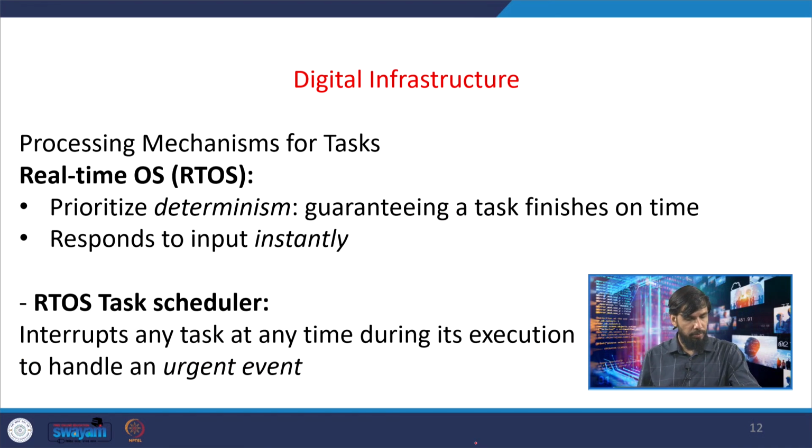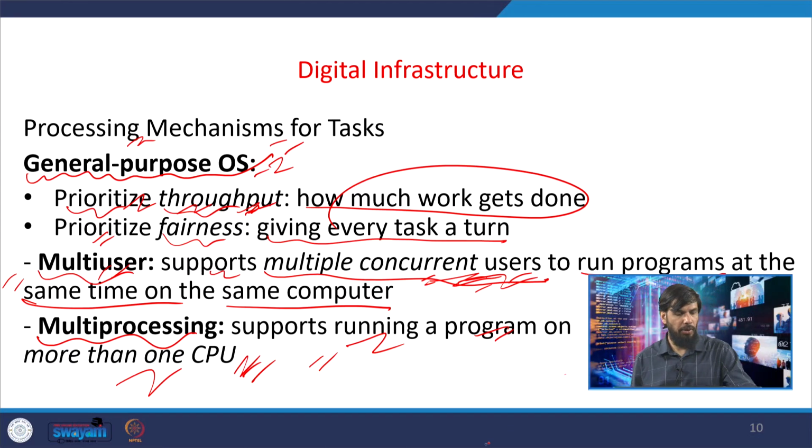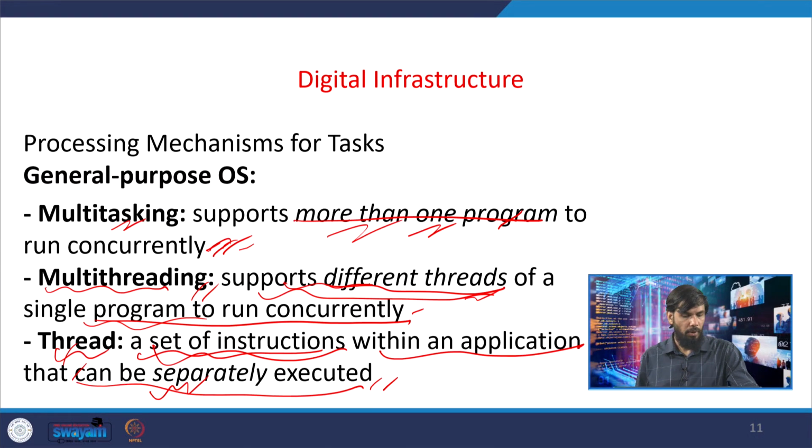So you can see what the different features can be. Not all of these features might be there in every operating system, but in many of them they would be there nowadays. Multi-user means multiple concurrent users, multi-processing means more than one CPU, multitasking means more than one program, and multi-threading means multiple threads from the same application can be supported. So this is about general purpose OS.